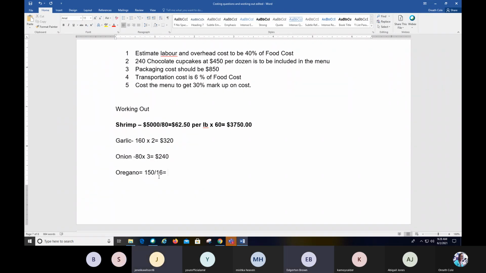$9 something. 9.3. Alright, 9.4 if you're rounding. We could round it off to $9.40, because it's 9.375. Yes, so we could call it, round it off to $9.40. So this $9.40 is per ounce.